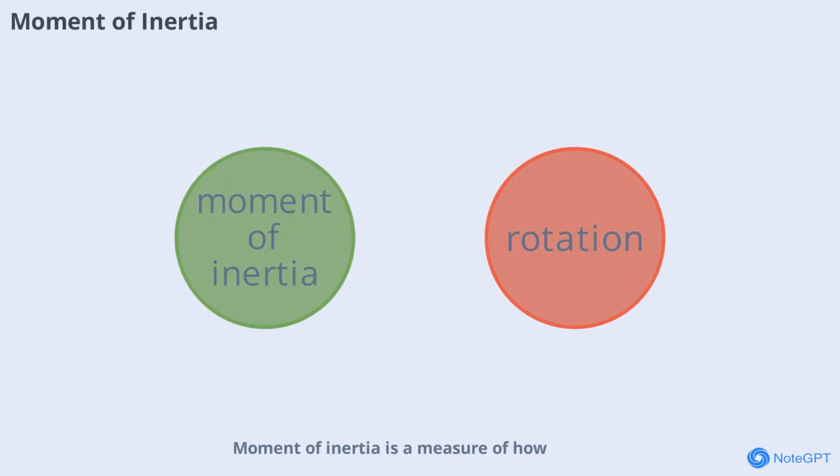Moment of inertia is a measure of how difficult it is to change an object's rotational motion. It depends on the mass of the object and how that mass is distributed relative to the axis of rotation.